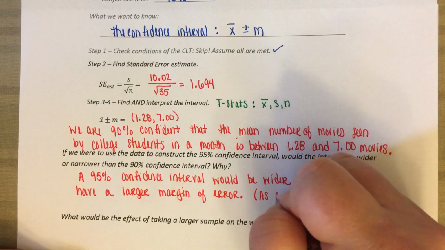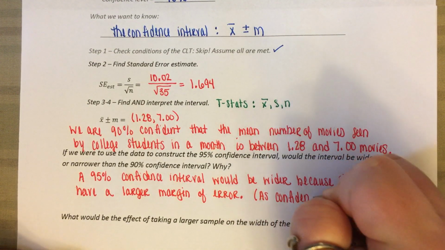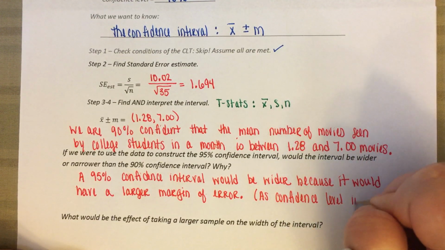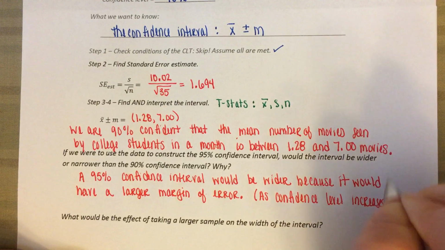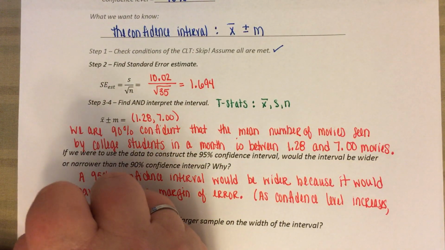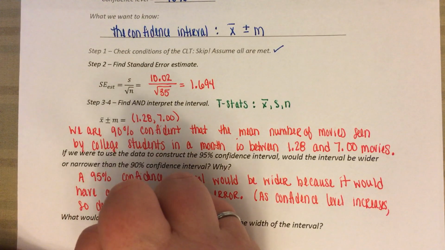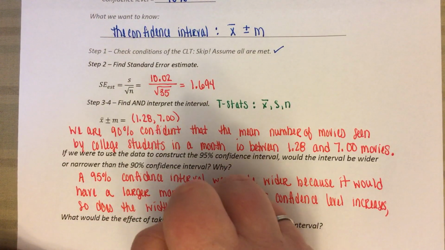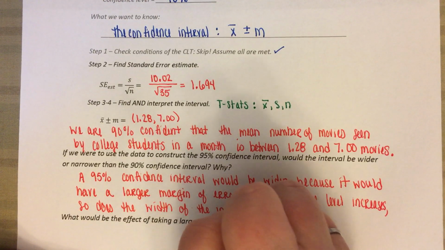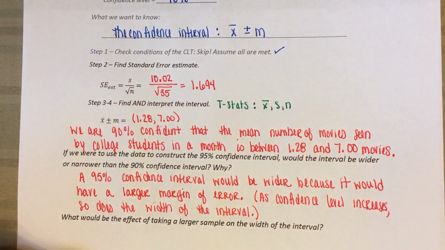As the confidence level increases, so does the width of the interval. We saw an example kind of going through this back in section 7.4 that showed, if you want to test it on your own, if we were to re-enter and put in a 95% confidence level instead of a 90%, we would end up with a larger range in this case.